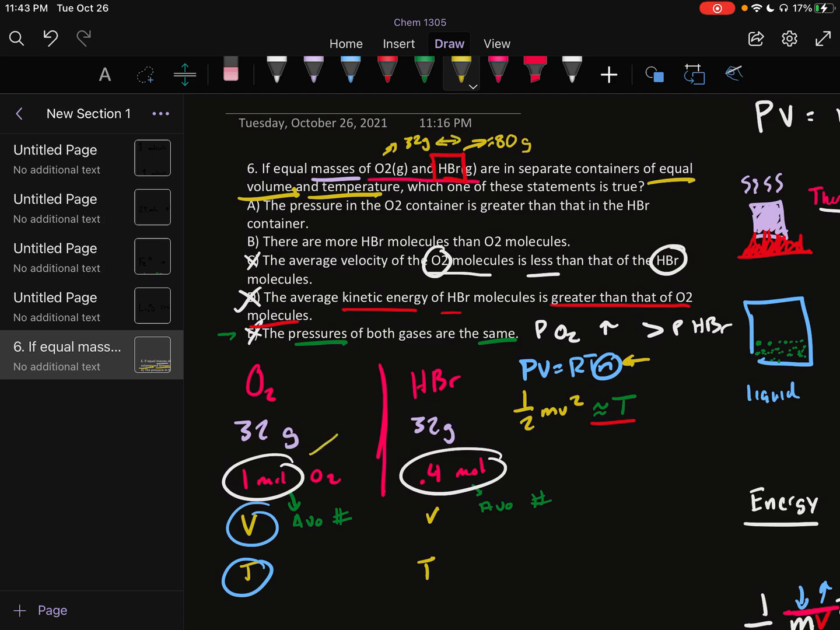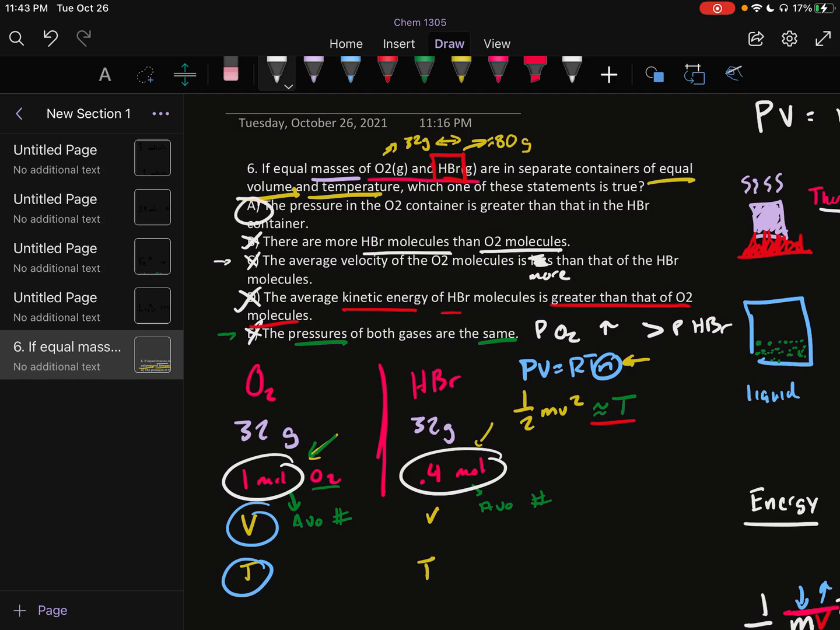Again, that's how I got this 1 mole of O2 versus 0.4. So we know that, in fact, if it was the other way around, if this instead was saying, instead of less, more or greater than, this answer would be true. But we know it's not. There are more moles of O2 than HBr. Let's look at answer letter B. We know that's not true, right? Because we have more moles of O2, which means we'll have more molecules in that.